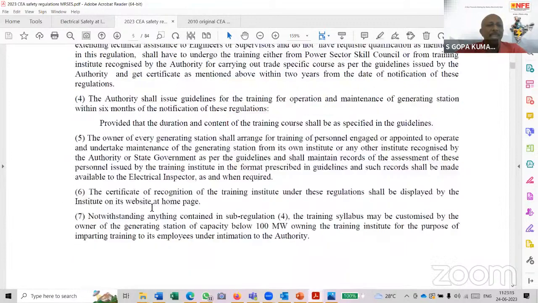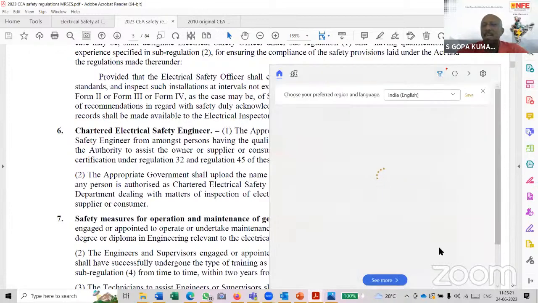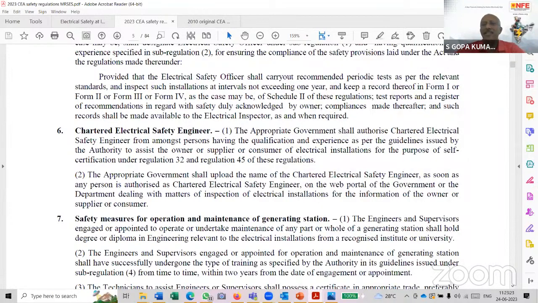Now our question is regarding the Chartered Electrical Safety Engineer, to Sri James Kutty sir. James Kutty sir, the question is about the Chartered Electrical Safety Engineer. Earlier it was section 5A, and now it is section 6, or regulation number 6. All of us know that it came out in 2015, but only a few states are trying to make the CESE. Can you tell why the state governments are a little reluctant in implementing this regulation or making CESEs available for people to make self-certification?